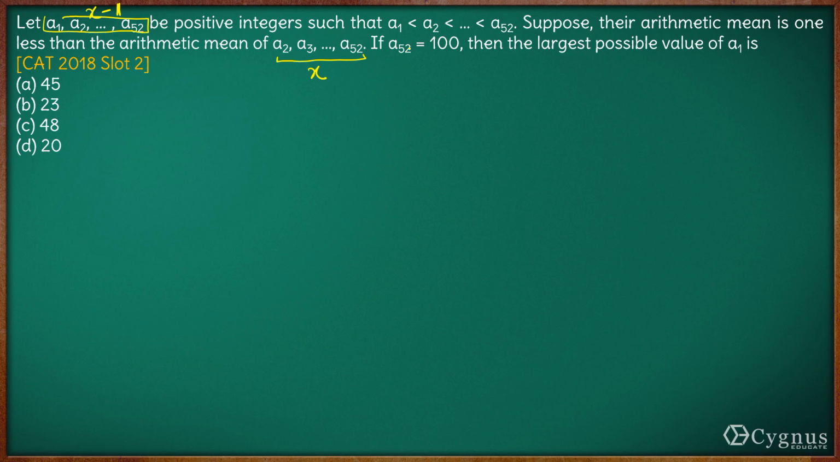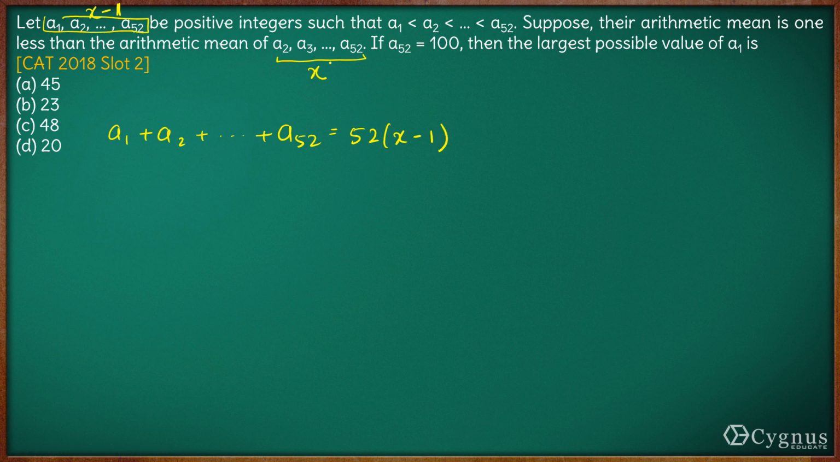It is given that A52, or the highest of these numbers, is 100. Then what is the largest possible value of A1? So the average of these numbers is x minus 1. So the sum of these numbers, A1 plus A2 plus A3 till A52, will be 52 into x minus 1, right?